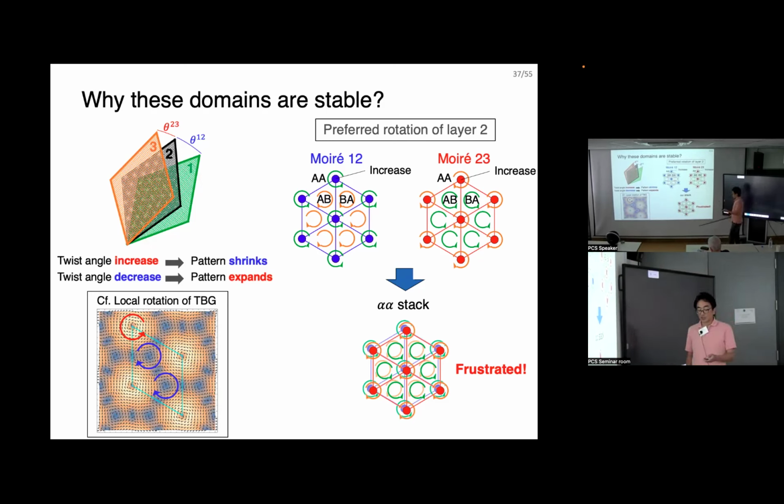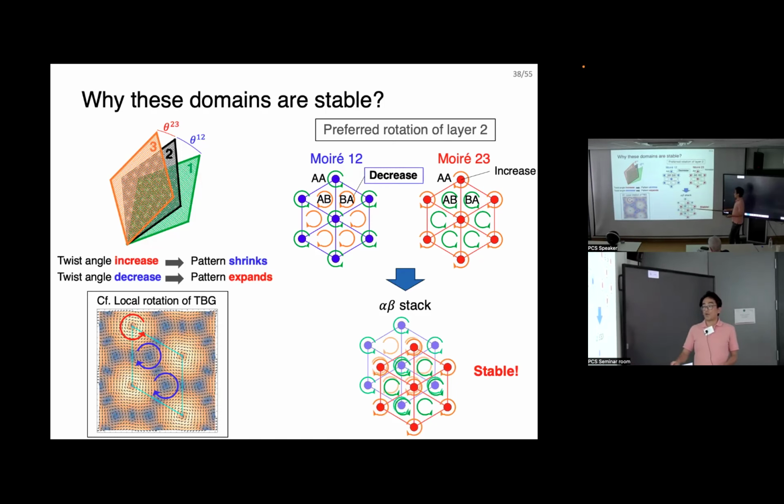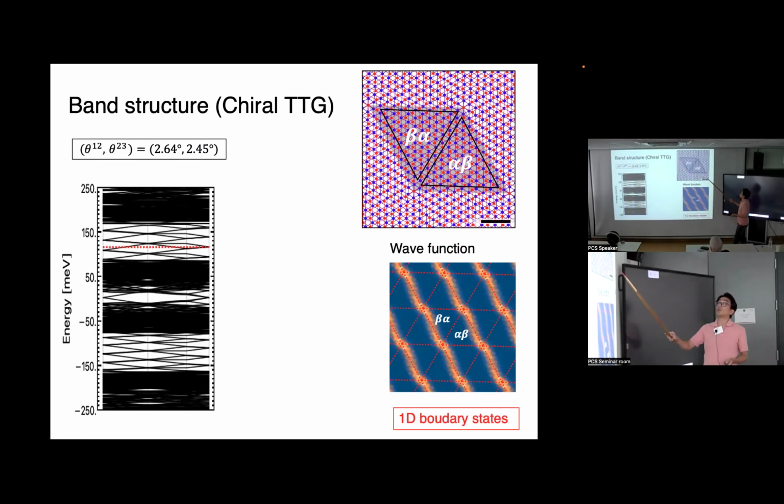So nature tries to avoid red and blue overlapping each other. For example, if red comes to the center of the blue hexagon, then this frustration is resolved because the favorable rotation angle is opposite. So that's why they manage. Also, an even more interesting thing is that this gives a very specific, peculiar structure.